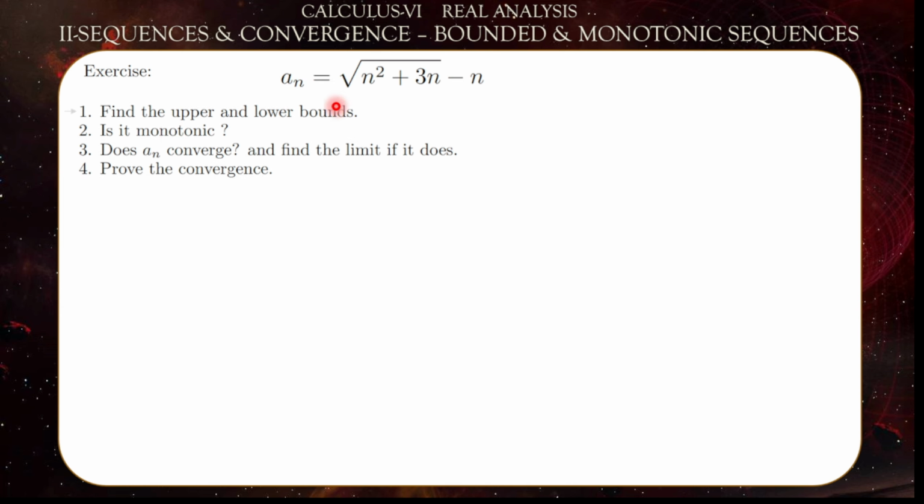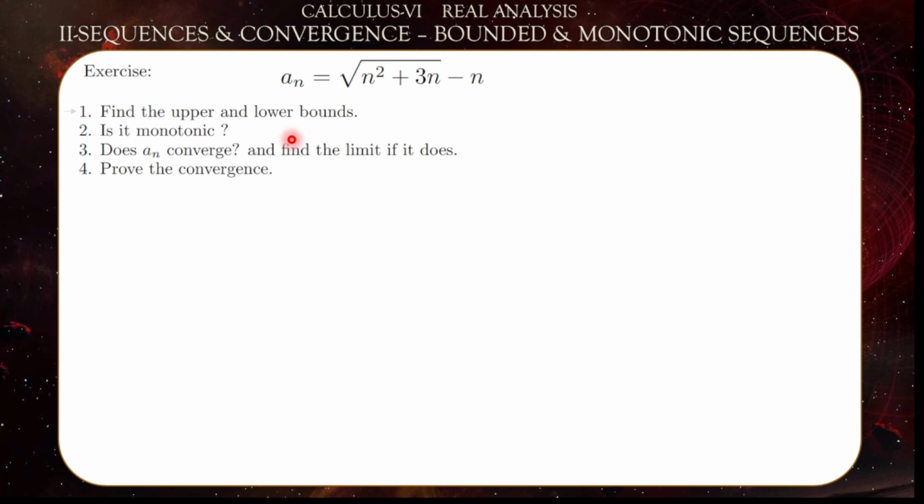Another one: an is equal to square root of n squared plus 3n minus n. Find the upper and lower bounds. Is it monotonic? Does an converge? And find the limit if it does and prove the convergence. You can pause the video, like all of the videos, to try to solve it yourself.